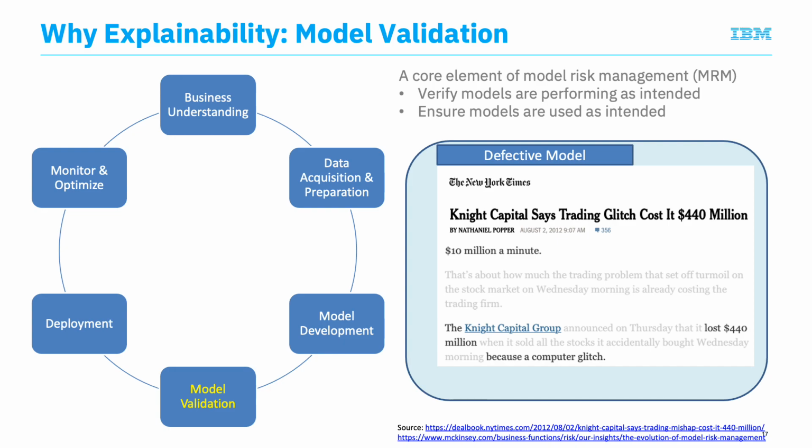Defective models can lead to major loss. For instance, in 2012, a computer glitch in the trading software of Knight Capital cost the company $440 million in just 30 minutes, over $10 million a minute.